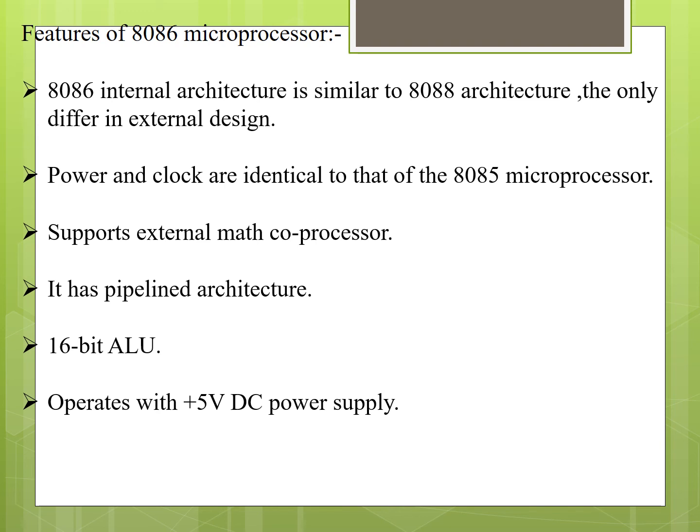So these are the features of the X86 family. It is a 16-bit processor, address bus is 20-bit, data bus is 16-bit, memory accessing capacity is 1 MB, no opcode, and it operates with plus 5 volt. It supports pipeline architecture, it supports an external math coprocessor, and so on.